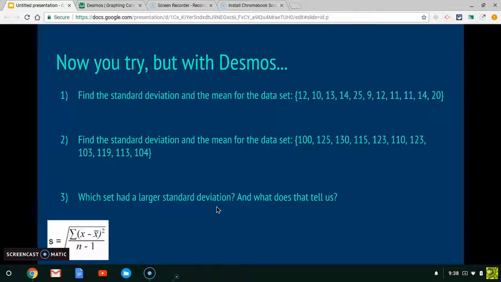Okay, so for your homework tonight, or for tomorrow night, whichever day you end up doing it, make sure that you use Desmos instead of doing it all by hand. It'll be so much easier. And have fun.